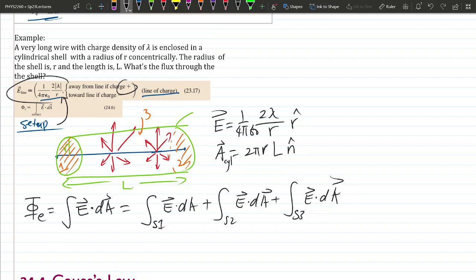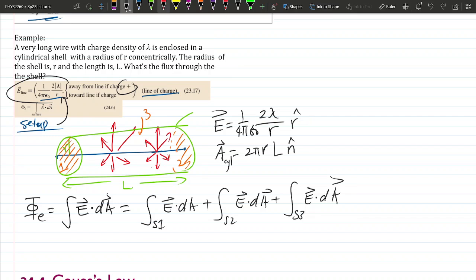So let's do a little voting. This flux is either going to be 0 or not 0. So how many of you think that surface 1 is going to be 0 or not 0? How many think it's 0? Still the same 3 people. Right. So for both surface 1 and 2, the flux is 0.